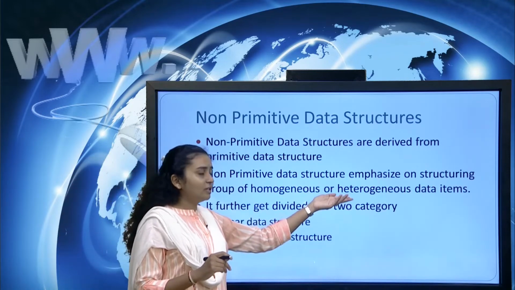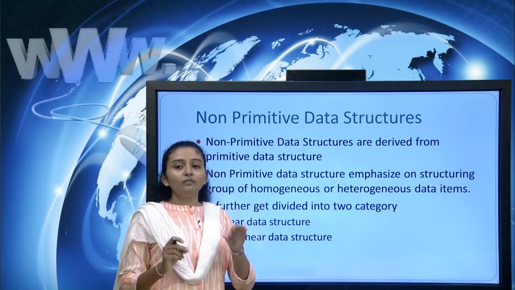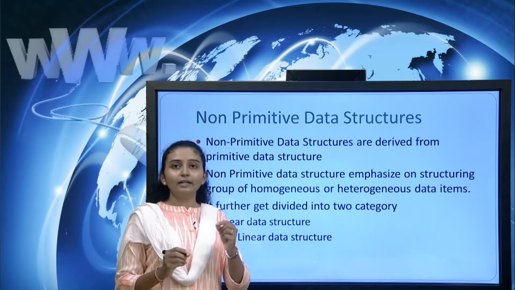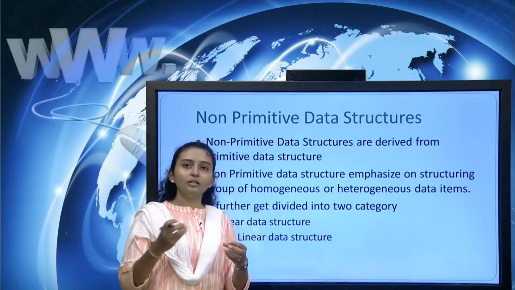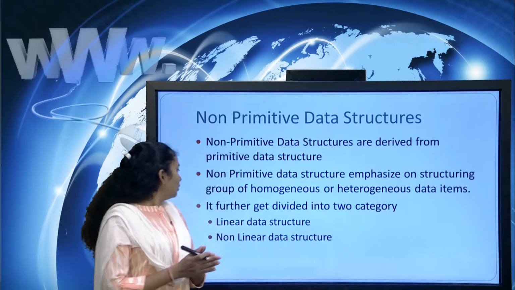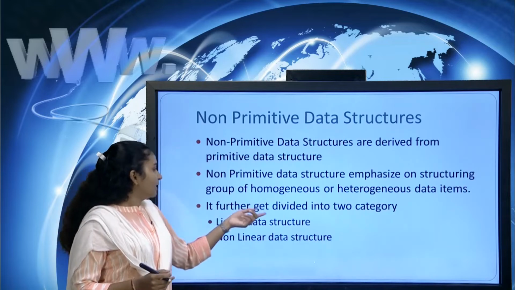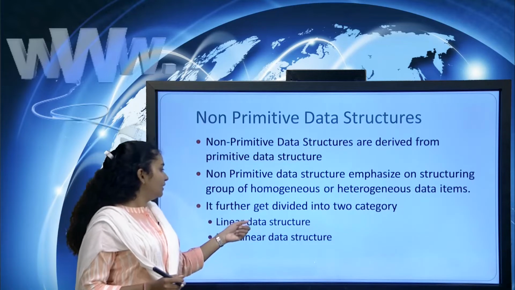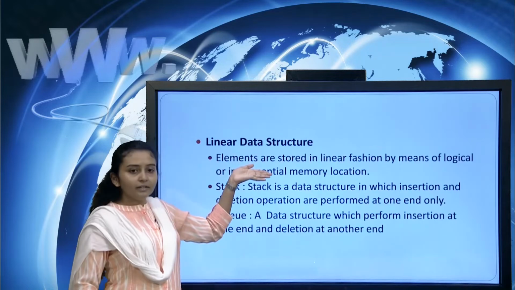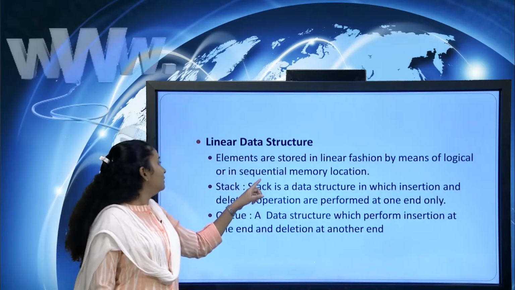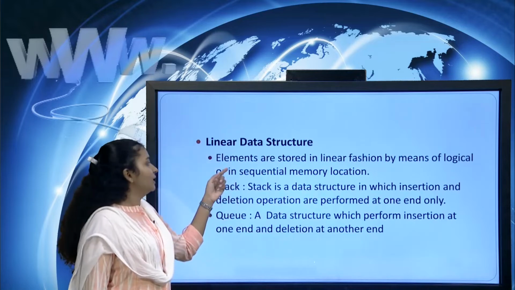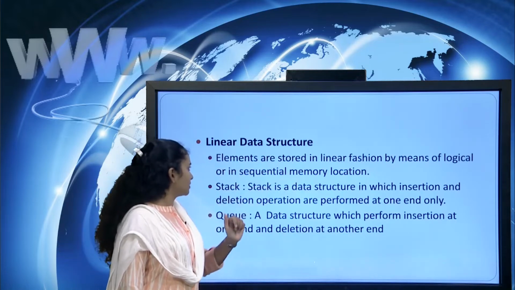In heterogeneous data items, each and every data item is of a different type. Like one data item is an integer, another is a float, and we can combine and use them. Further, this gets divided into two categories: linear data structure and non-linear data structure. In linear data structure, elements are stored in a linear fashion, in sequential memory locations.